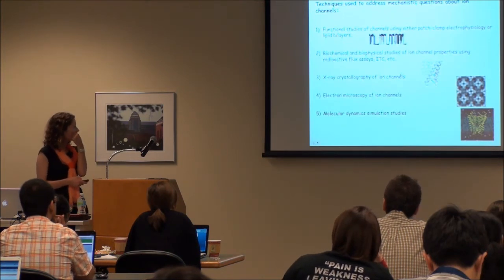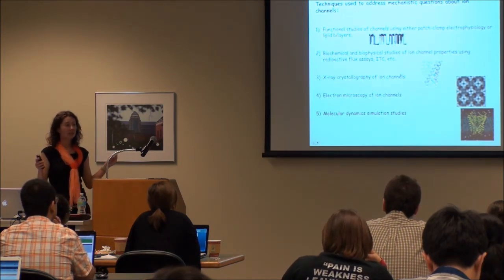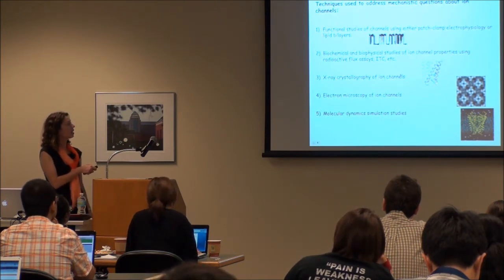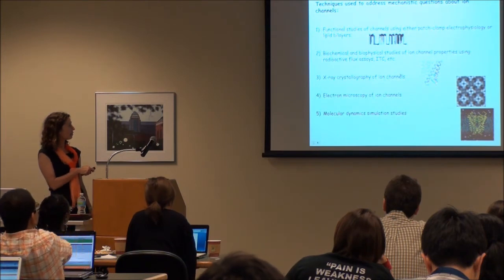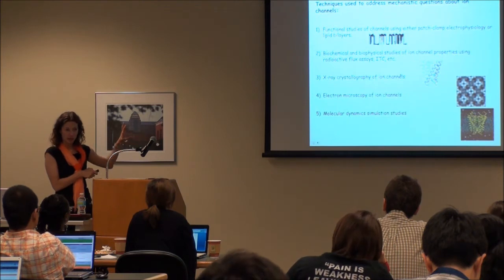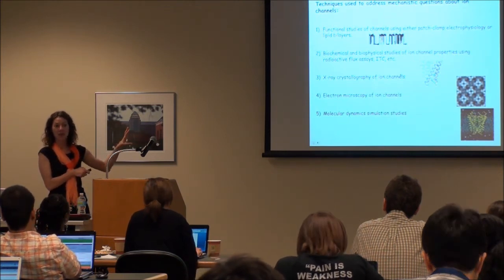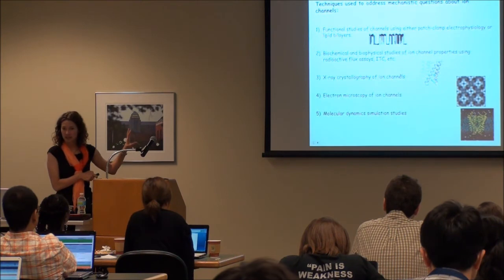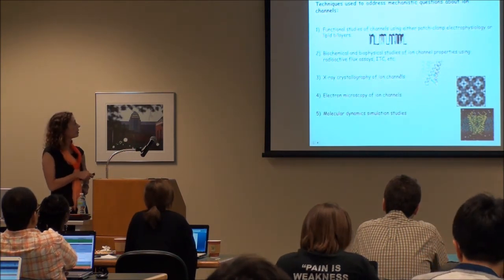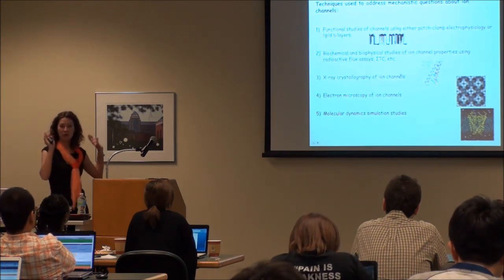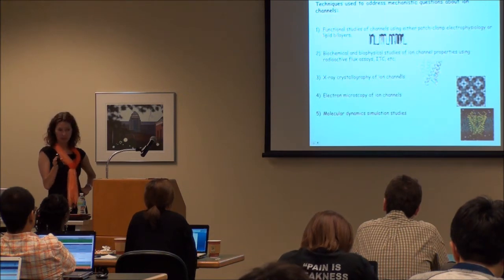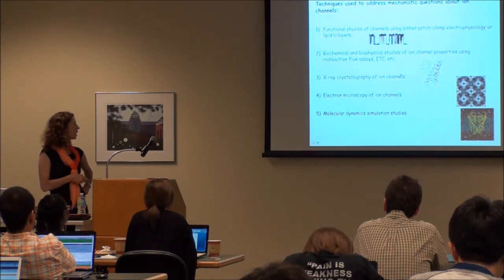So the techniques that are used to address mechanistic questions about ion channels are what I showed you before: functional studies of these channels using either patch-clamp electrophysiology or rigid bilayers. So basically, by looking at how they function, how they open and close their pores, whether they're still selective or not selective, things like that. So you can do that using functional assays. We can do biochemical and biophysical studies using all sorts of other assays. We do X-ray crystallography of ion channels to look at their structures and how their structures have changed.